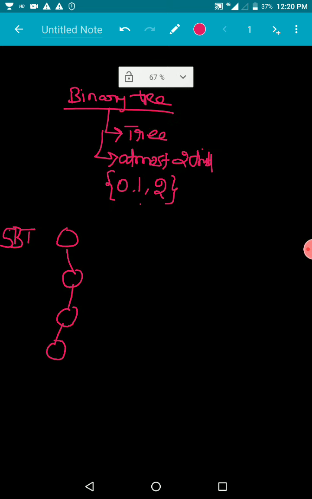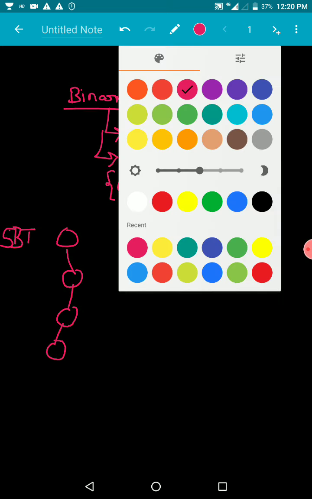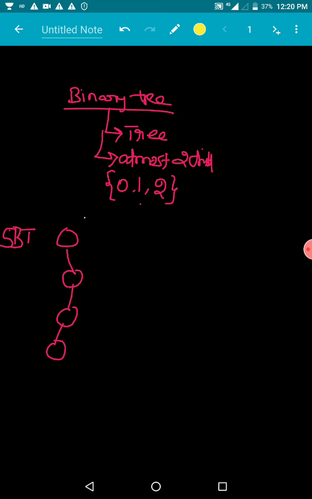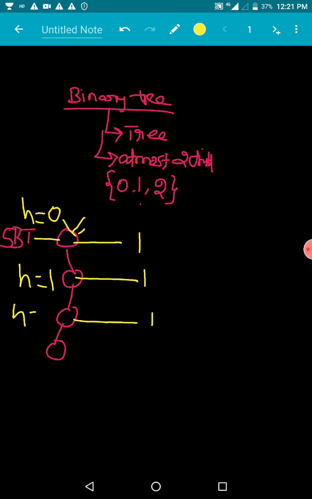Generally, a tree always starts from one node. That node is called the root node. The height of the root node is always 0. And here height equal to 1. The number of nodes present at height equal to 0 is 1. The number of nodes present at h equal to 1 is always 1. Here also 1. Up here, the height equal to 3, the number of nodes present at height equal to 3 is always 1.